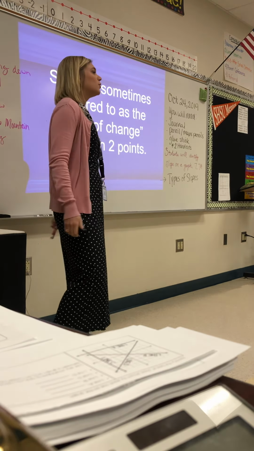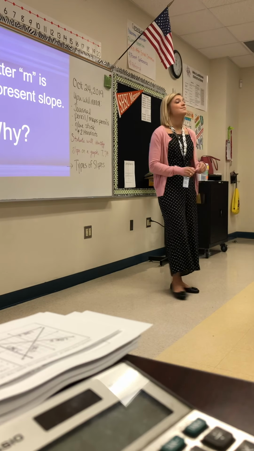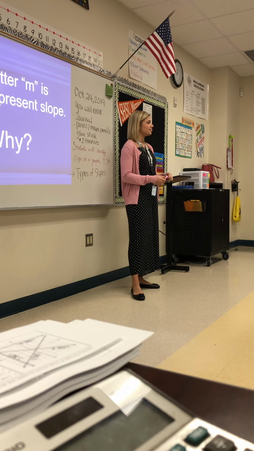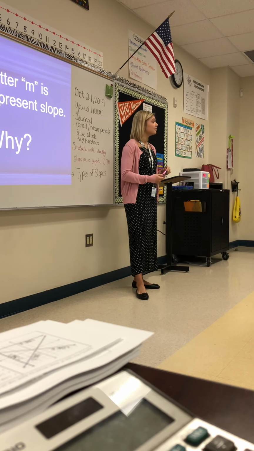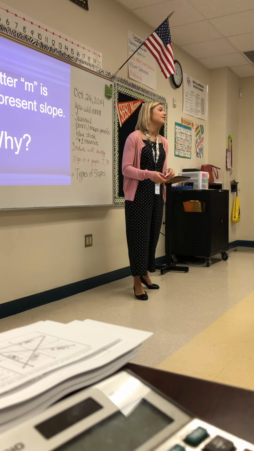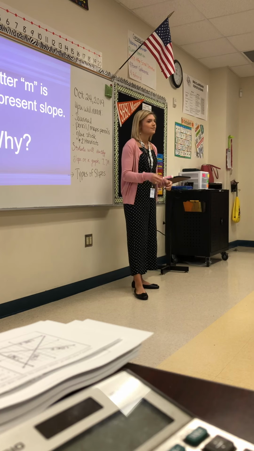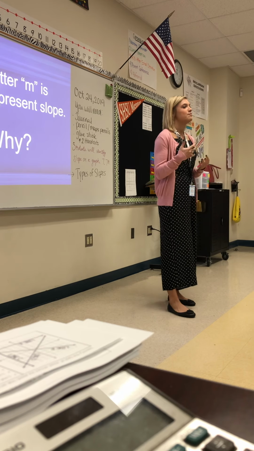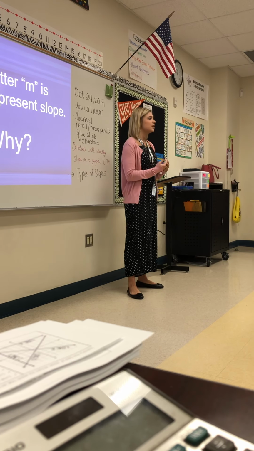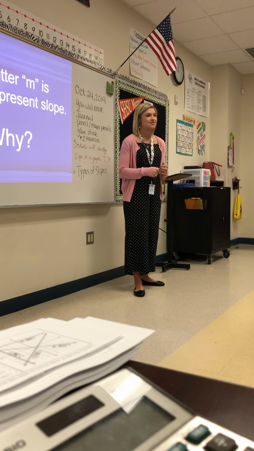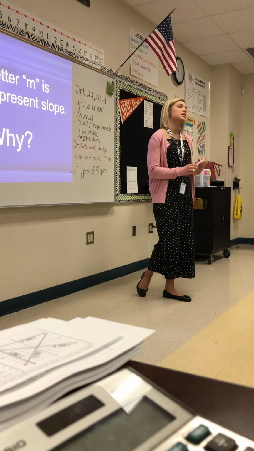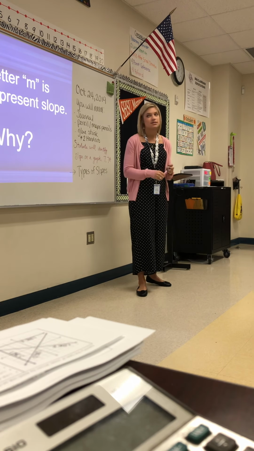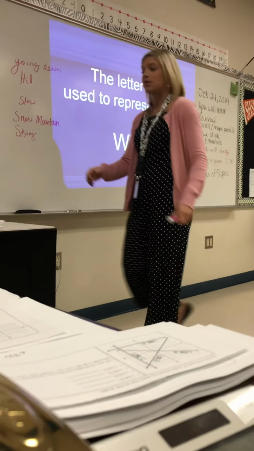Measurement. That's a good one. Measurement of what? Meters. So we're looking at the measurement of movement. We're looking at the movement of the line and the measurement of that. So that is why slope is represented as an m. Slope is going to equal m, the movement of the line on the graph.